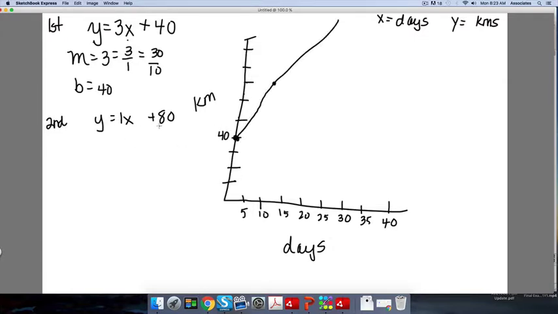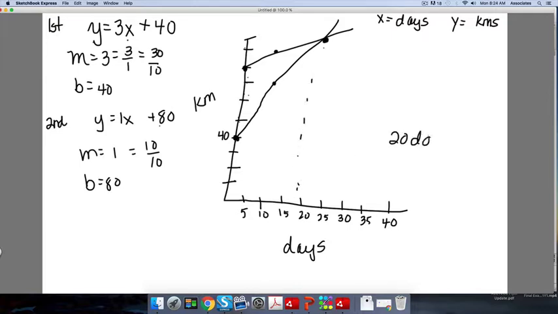Here, this guy, the y-intercept is 80. The slope is 1, which can be 10 over 10 in this case, since I've got everything pretty much by tens. So 40, 50, 60, 70, 80, go up 10, over 10. Here's my graph. And I want to find out where that crosses, and it wants it in days. So I read down, and it's 20 days.